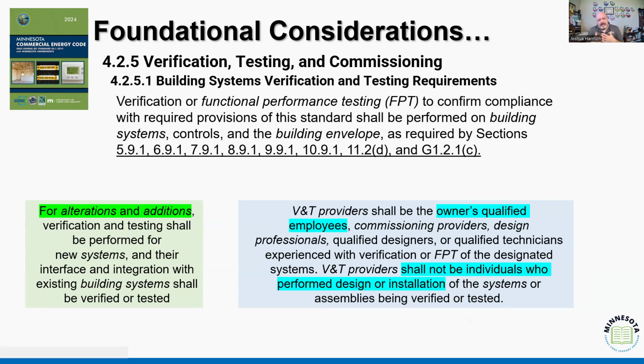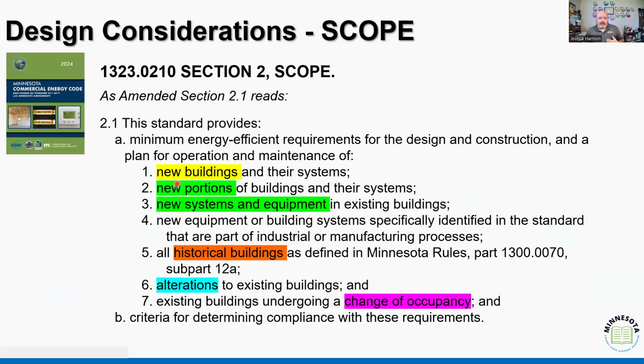And so what we're doing is I'm using the term somewhat ambivalently, but really what we're looking at is that functional performance testing is confirming that the systems, the controls, the envelope are designed and function appropriately, right? And that is required for any new building, new portion of building, alteration, change of use, right? So again, if we're looking at a thermal envelope that's altered or modified or expanded, we need to have that verification process.